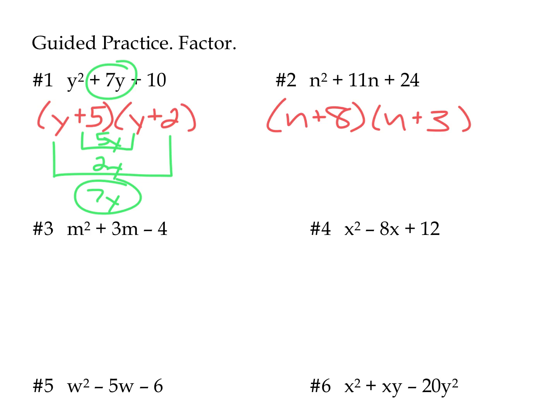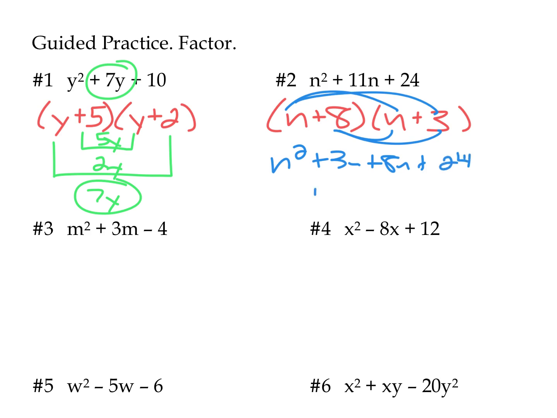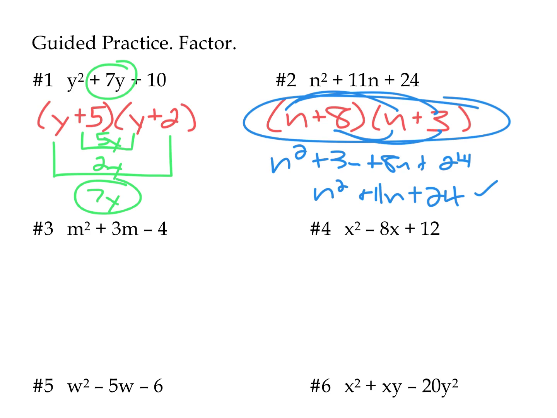Or you could multiply the whole polynomial together. If I want to see if this works, I could distribute the n into the parentheses and get n squared plus 3n. And I could distribute the 8 into the parentheses and get plus 8n plus 24. And if I add those two terms in the middle together, I get n squared plus 11n plus 24. And I know that it was the right middle term, so I know this factoring is the one that works.